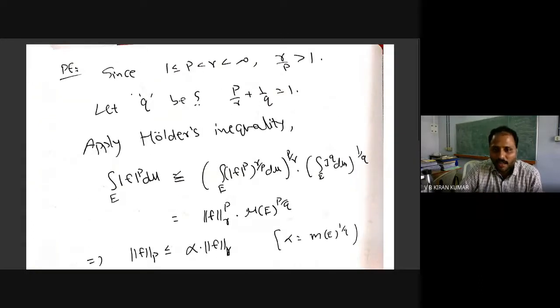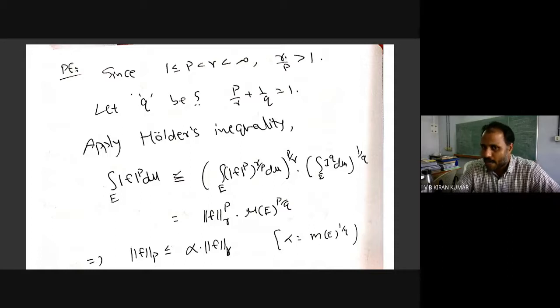So I am using Hölder's inequality. Since 1 is less than or equal to p less than r, you have r by p greater than 1. It's a number greater than 1. Now you treat this as p prime, so that 1 by this plus 1 by q equals 1. You have some q such that 1 by this plus 1 by q equals 1, that is, 1 by this means p by r. So take q in this way.